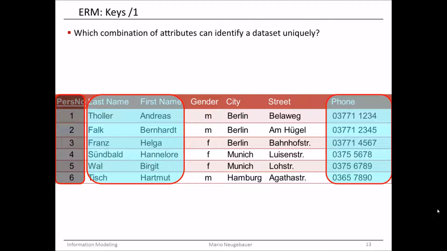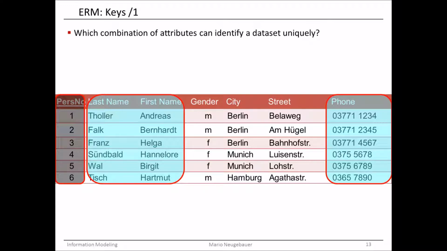Now let's think about the key for the identification. Here in this list we have several persons with different last names, different first names, and some description of the gender, the address and the phone number. And we also have a person number here. If you think about the key for the identification, you first have to look at what combinations of the attributes might identify one of these persons uniquely.